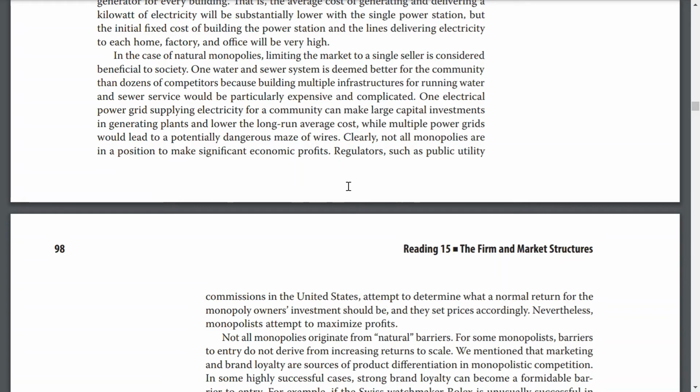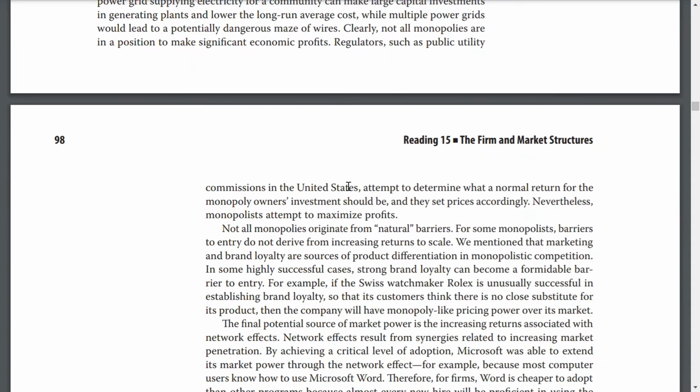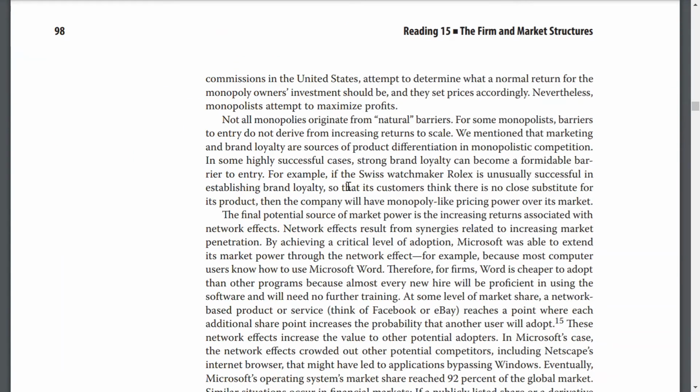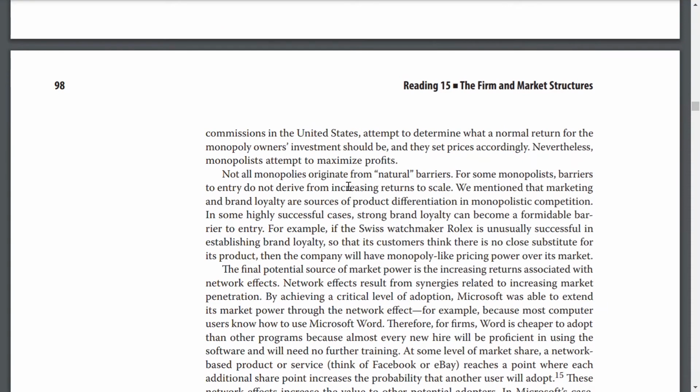An electrical power grid supplying electricity for a community can make large capital investments in generating plants and lower the long-run average cost, while multiple power grids will lead to a potentially dangerous maze of wires. Clearly, not all monopolies are in a position to make significant economic profits. Regulators such as public utility commissions in the United States attempt to determine what a normal return for the monopoly owner's investment should be, and they set price accordingly. Nevertheless, monopolists attempt to maximize profit.